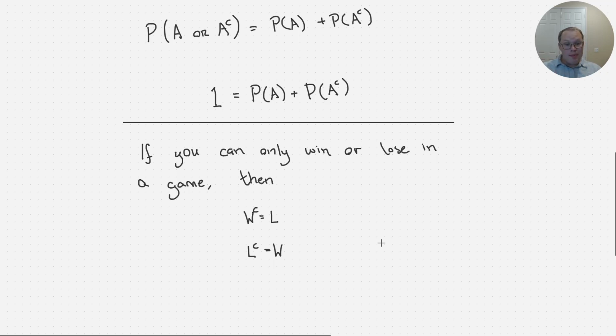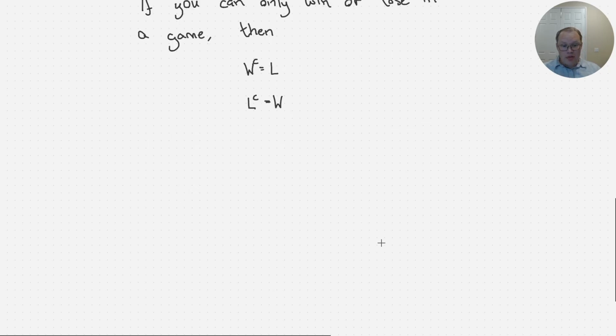That means these two events would be complementary and therefore mutually exclusive. And therefore, using our previous formula, if we take the probability that we win plus the probability that we lose, because those are the only two options, and one of those two things has to happen, there's a 100% chance of one of those two things happening.